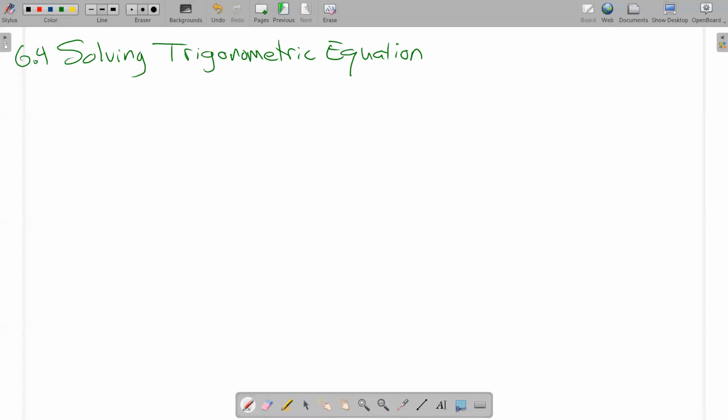So, solving trigonometric equations. Suppose we have tangent of some angle theta is equal to the square root of 3. What is theta? Well, one way to solve this would just be to apply the arctangent. That would be the same as saying theta equals the arctan of the square root of 3. We can plug that into a calculator. The calculator is going to spit out a number. Let's check that out.